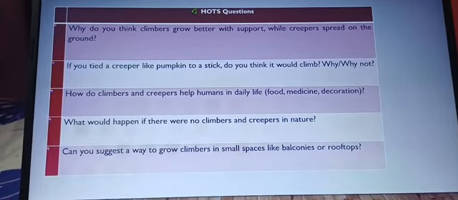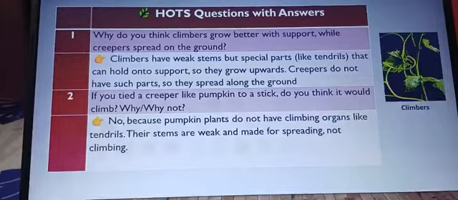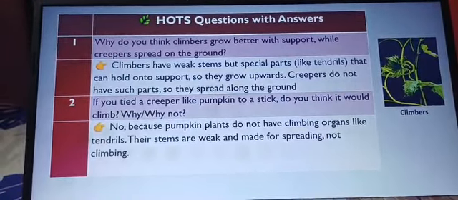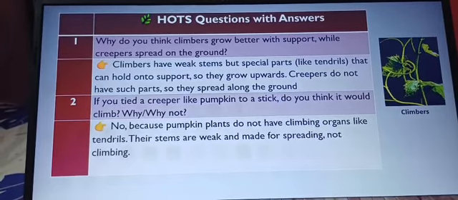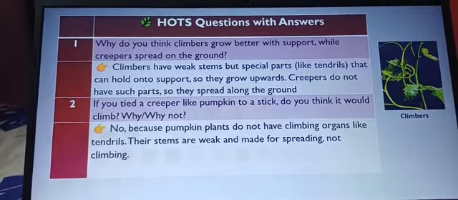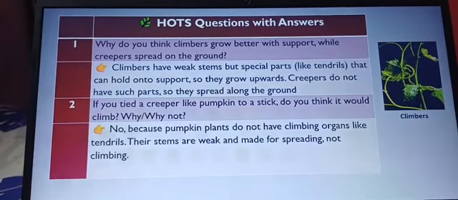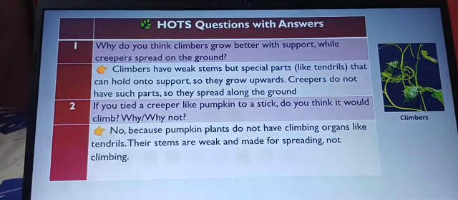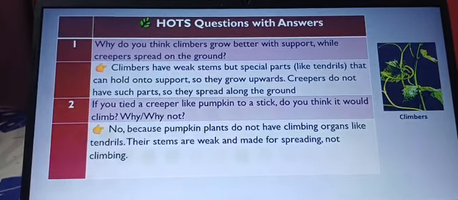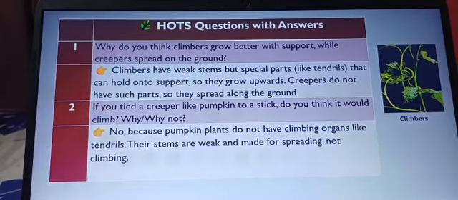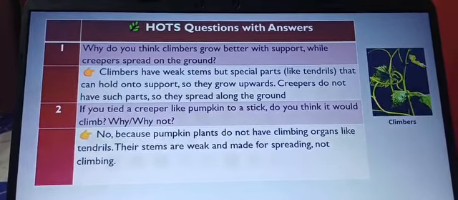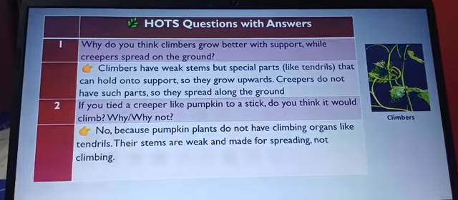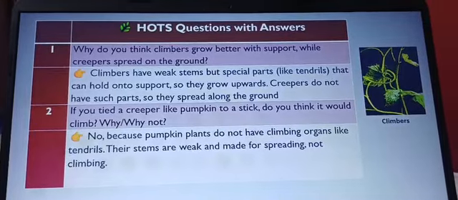Let's discuss the answers. Why do you think climbers grow better with support while creepers spread on the ground? Climbers have weak stems, but they also have special parts like tendrils that can hold on to support, so they grow upwards. See in the picture, you can see the climber and you can see the tendrils also. Creepers do not have such parts, so they spread along the ground.